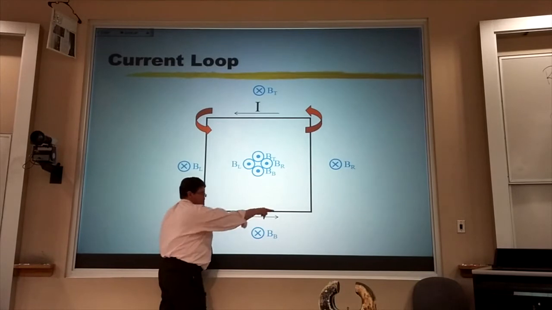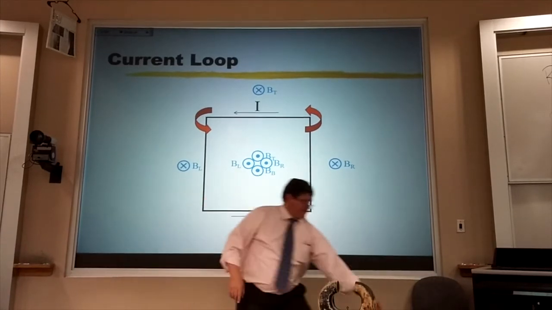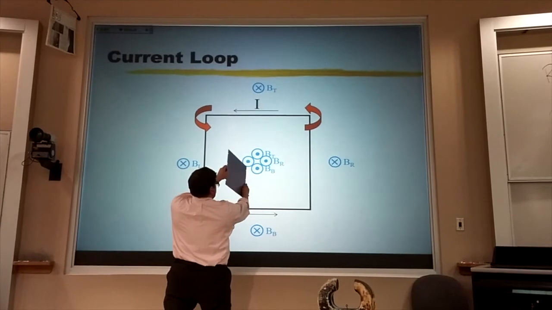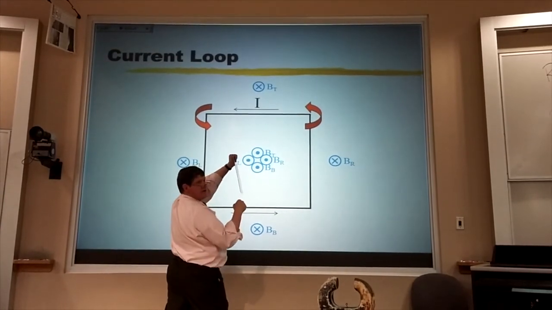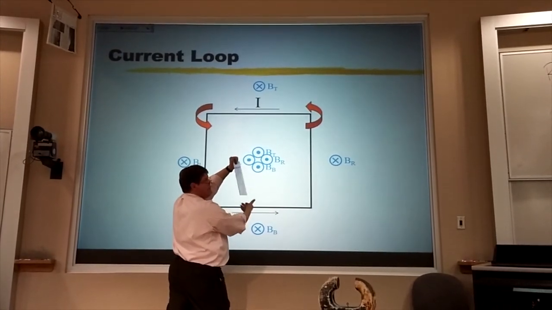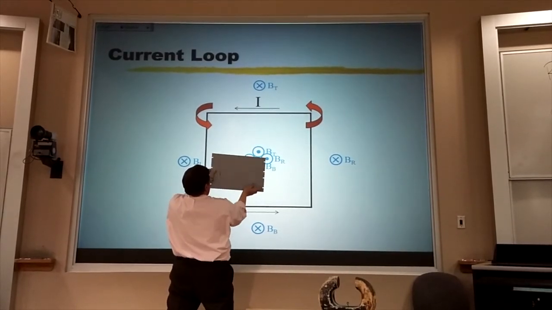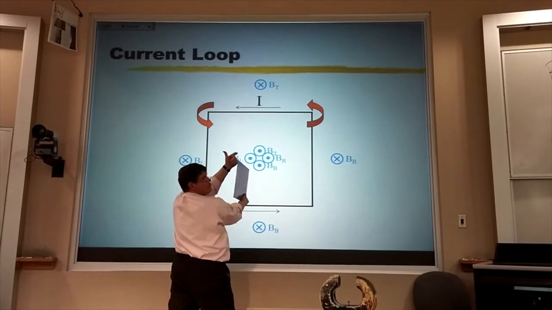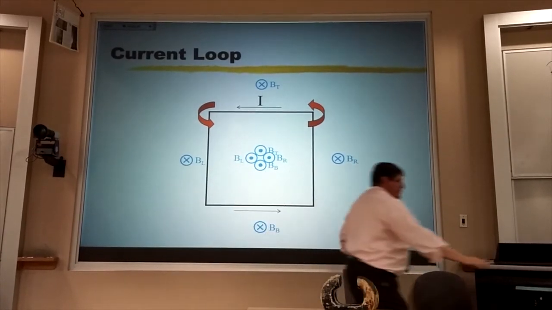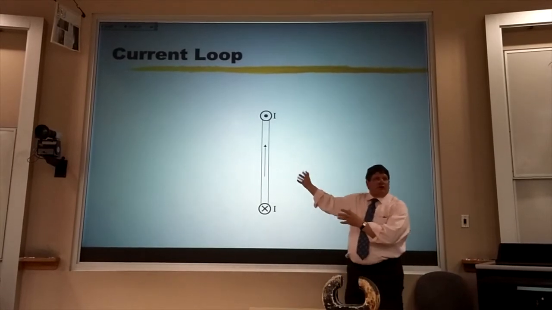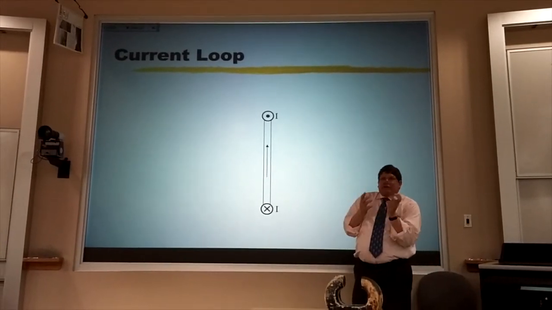The current's going to the right here. If I rotate that, the current at the bottom would be going what direction? Away. The current at the top is going to the left. If I turn this like that, that's coming towards you. And that's what I'm representing here. Think of this as a donut.